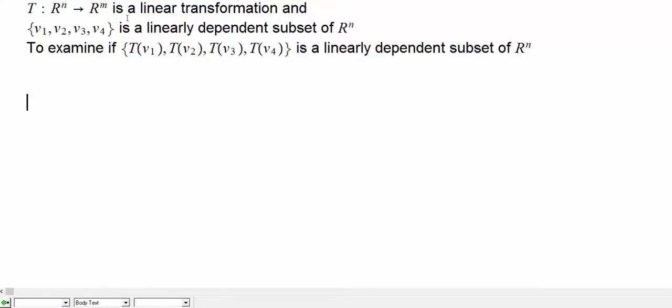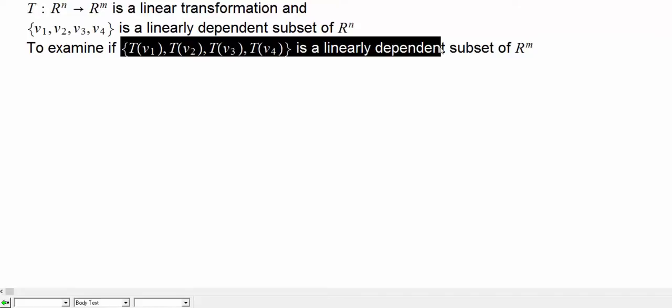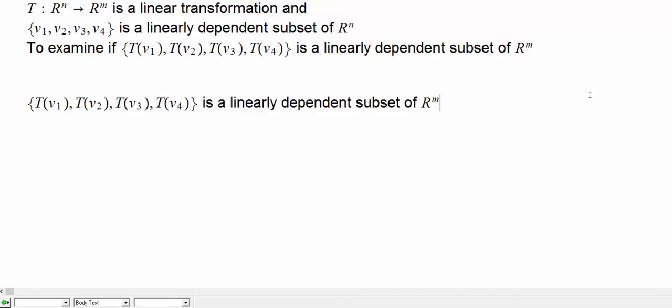Okay, so we have a linear transformation from Rn to Rm, and this is a linearly dependent subset of Rn, and we would like to examine if this is a linearly dependent subset of Rm. Okay, the space that contains the image of T.